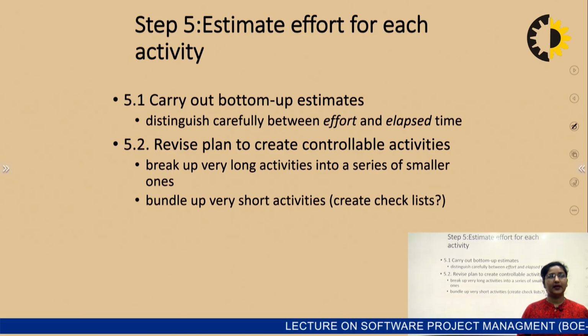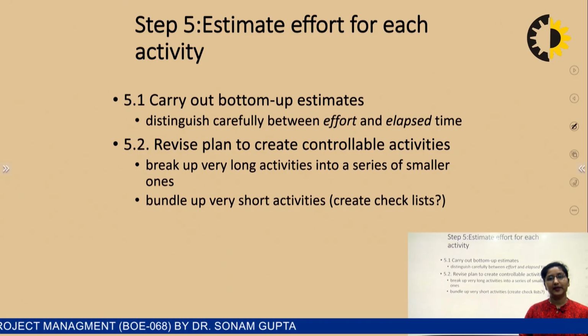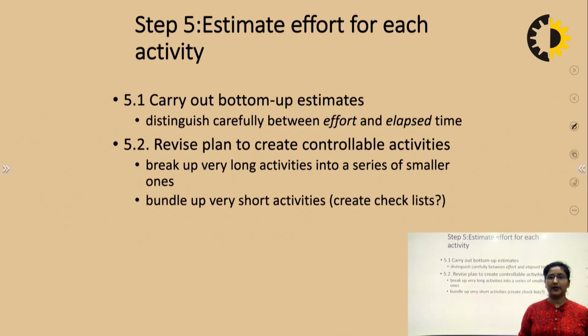Then we carry out the bottom-up estimate and we distinguish carefully between the effort and the elapsed time. On the basis of it, we revise the plan to create controllable activities so that the product can be delivered within the particular time frame. For that, we break up the long activities into various smaller activities, and then we bundle up the shorter activities to create that particular checklist.